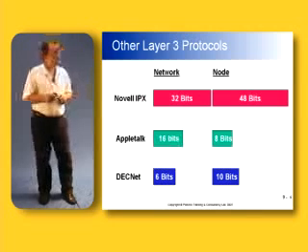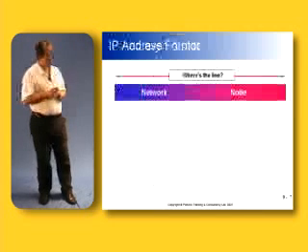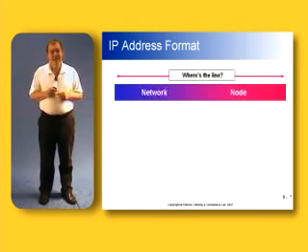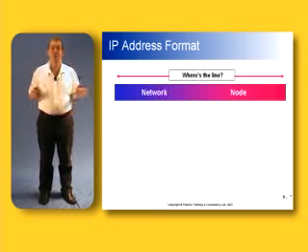Let's look at IP then. The problem we have with IP is that there is no fixed line. The network host portion of the address moves, and it moves depending on how we're using it. So we can have lots and lots of networks with only a few hosts, or we can have lots and lots of hosts with only a few networks.